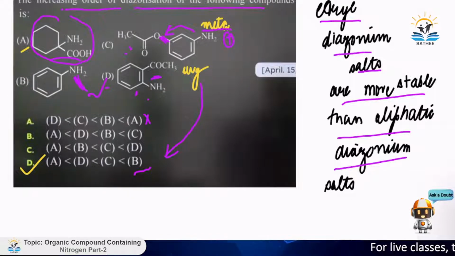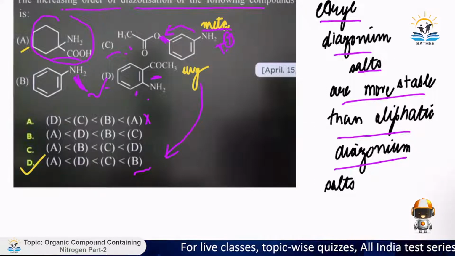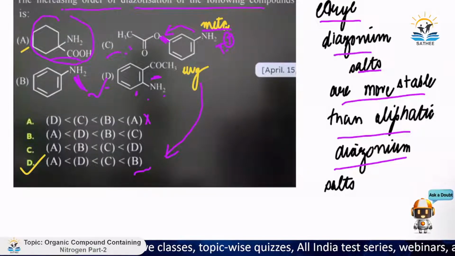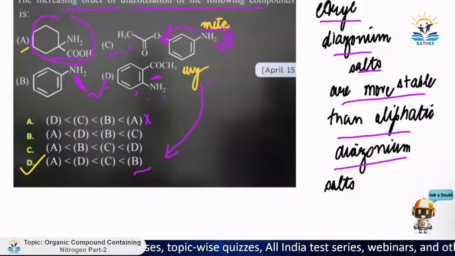Now in case of C and D, since C has the group at the meta directing position, that will make it more stable. So after B, C will come in the order, and then D, and then finally A. So this will be the correct answer for this question.